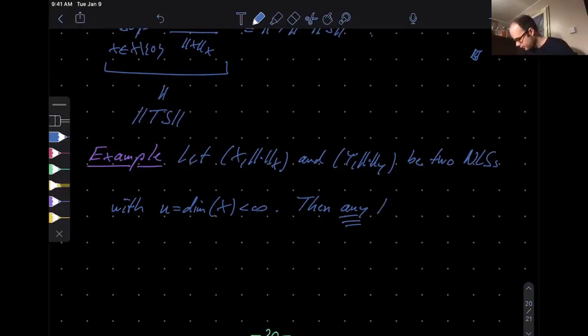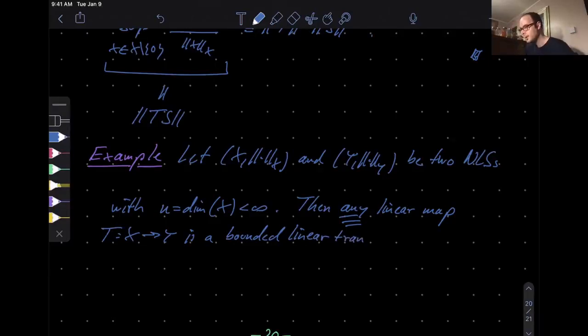linear map T from X to Y is a bounded linear transformation. And that's why in linear algebra you never use the word bounded, because everything automatically is bounded. You don't need to give any further emphasis on that concept. Okay, let's show it. Indeed, as usual in finite dimensions, you work with a basis.